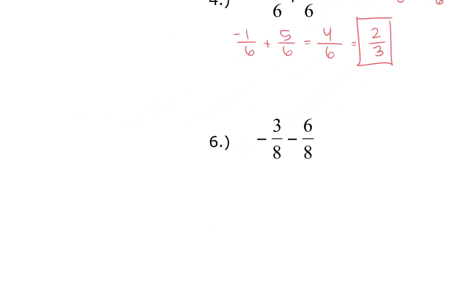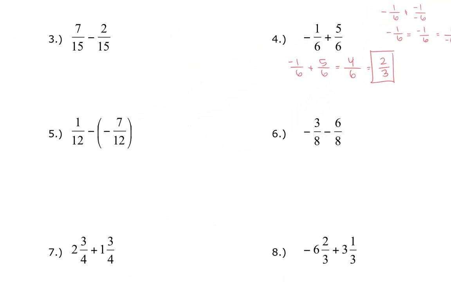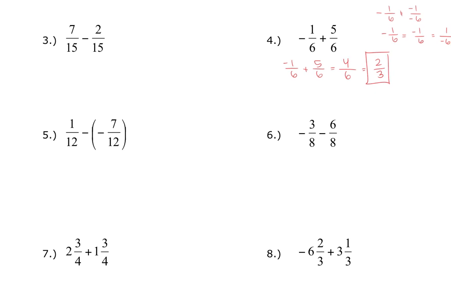All right, let's go on and look at number 5. In number 5, you'll notice that I have a subtraction problem. And so I'm going to go ahead and keep, change, and make this addition. So this 1/12 stays. We keep the first number. The subtraction becomes addition. The second fraction is negative, so I'm going to make it positive. So this problem now is just 1/12 plus 7/12, because again, minus a negative can become addition.